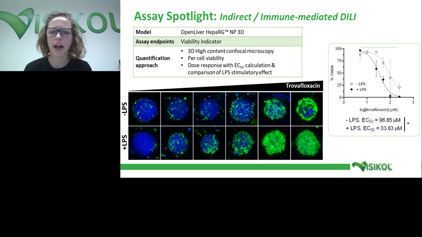To highlight another aspect of these 3D cell culture models, the inclusion of immune cell subtypes, in not just liver 3D cell culture models but a number of 3D cell culture models, has become increasingly recognized as important to effectively screening different types of therapeutics for either toxicity or efficacy. In this case, we dosed with trovafloxacin with and without stimulation with lipopolysaccharide. And we see a pretty dramatic shift in the dose response curve when we either stimulate or don't stimulate, presumably due to the immune component present within these 3D cell culture models.